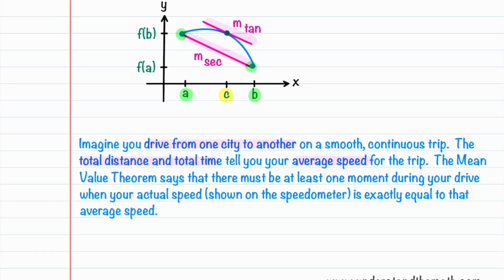The mean value theorem says that there must be at least one moment during your drive where your actual speed, that's the speed that is shown on your speedometer, is exactly equal to your average speed. So in other words, if you drove 120 miles in 2 hours, at some point during that trip, your speedometer, which measures the instantaneous velocity, had to have been 60 miles an hour at some point.